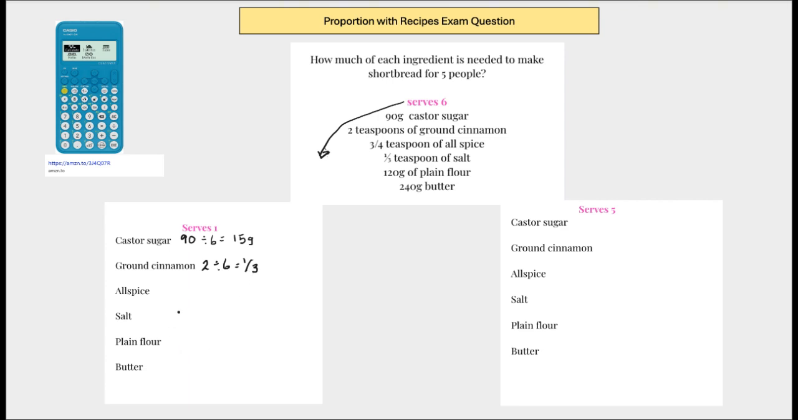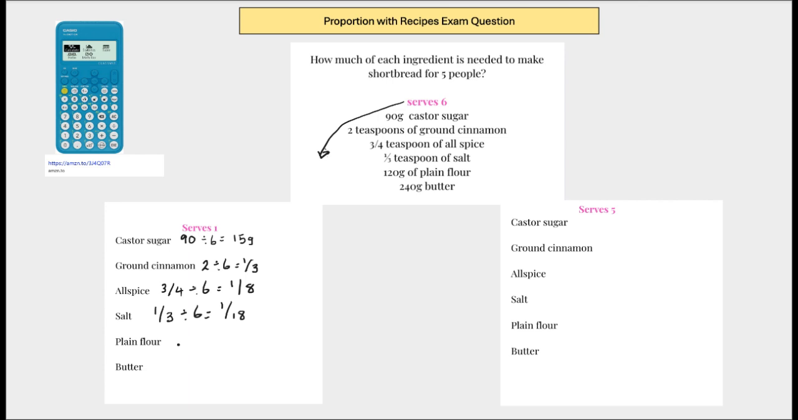Allspice, I think is like ginger. Not sure, but I think it is. 3/4 of a teaspoon. Don't get stressed. You're just dividing it by 6. There we have it. Next, salt. 1/3 of a teaspoon of salt. One over 18.